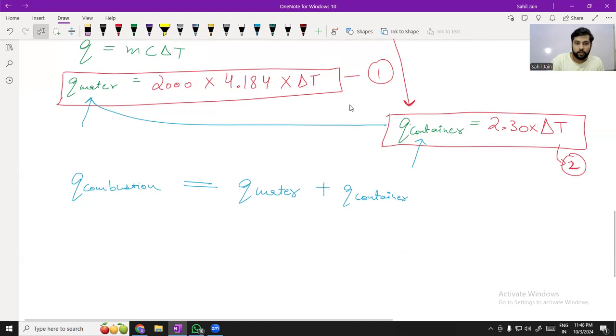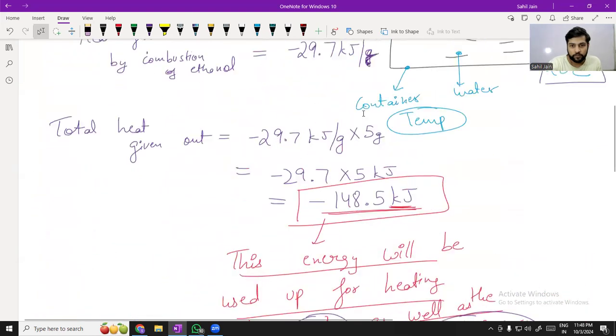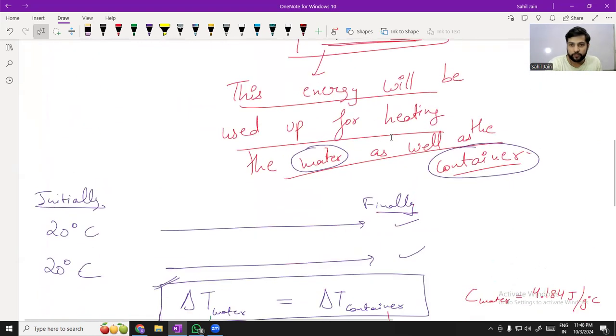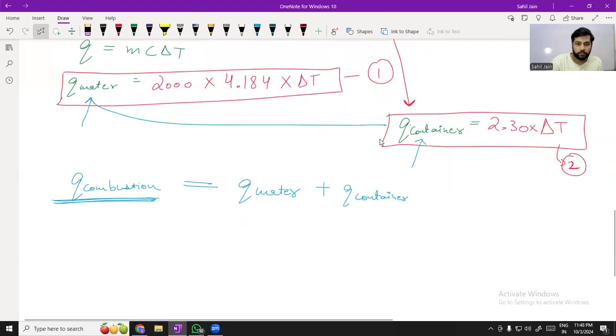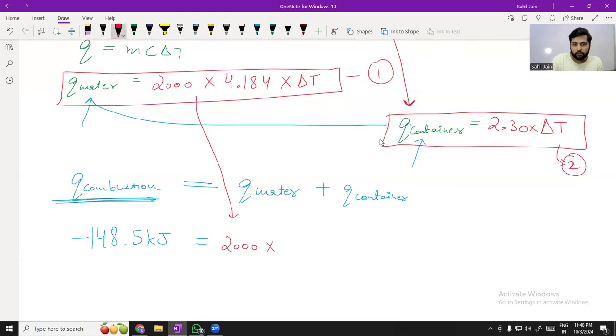Okay. Now we knew this value, we calculated this value, remember? This value came out to be negative 148.5 kilojoules. It is equal to Q water. Just write this whole equation here: 2000 into 4.184 into delta T. Or you can multiply that; I'm just writing the equation. Do the calculation on your own, okay? This would be like this, plus the heat absorbed by the container, that would be 2.30 into delta T.